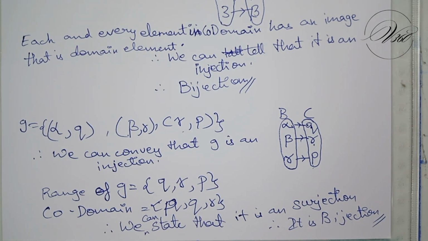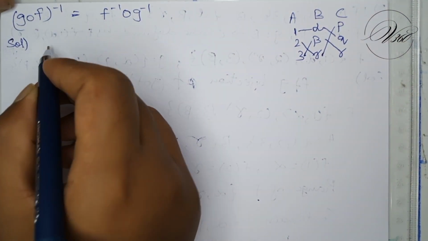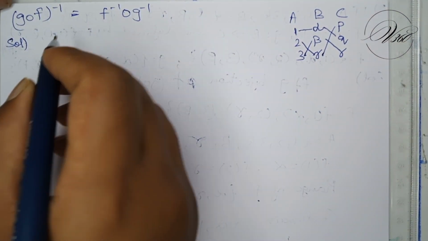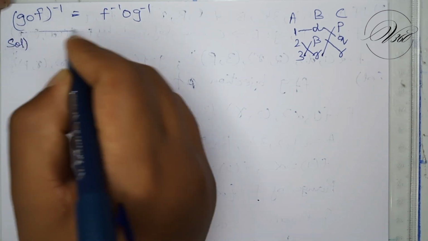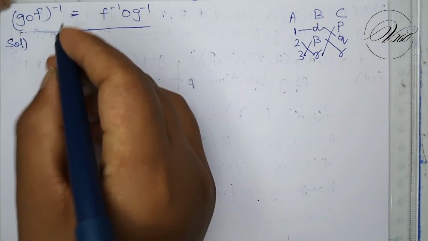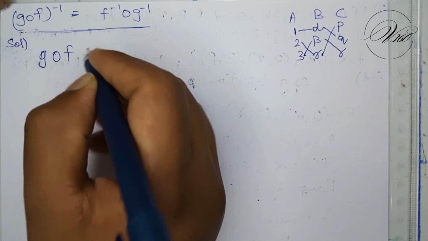Now we will solve the LHS and RHS which are given to prove, that is (G of F) whole inverse is equal to F inverse of G inverse. Now we are going to solve this part given in the question. To solve this we should know what is G of F first.